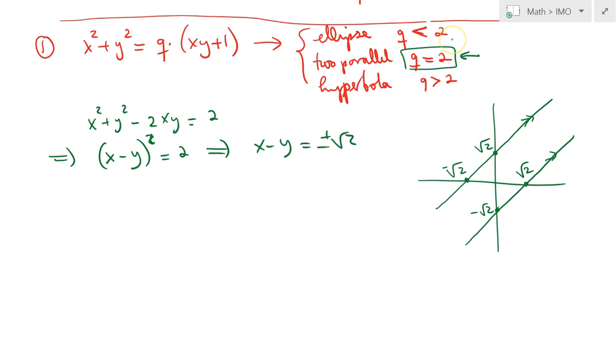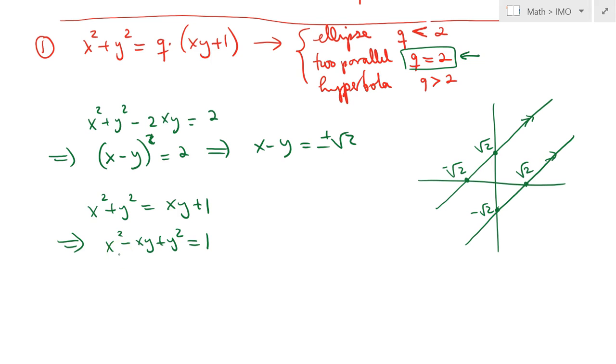So when q is less than 2, for instance if q is equal to 1, we get that x squared plus y squared is equal to xy plus 1, implying that x squared minus xy plus y squared is equal to 1. You can simply test some values and immediately guess that it would come out as an ellipse, or you can factorize this expression carefully and come up with a common format of the ellipse.